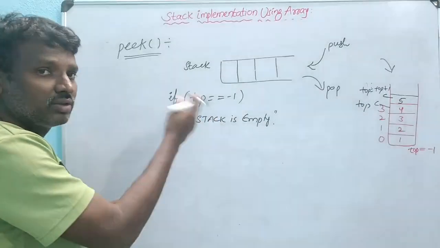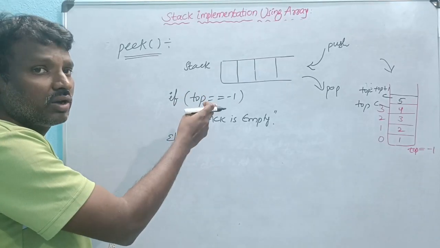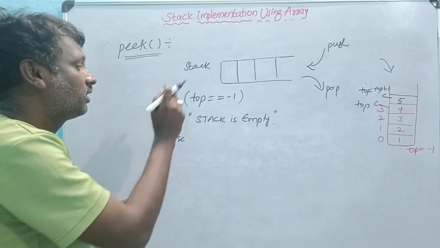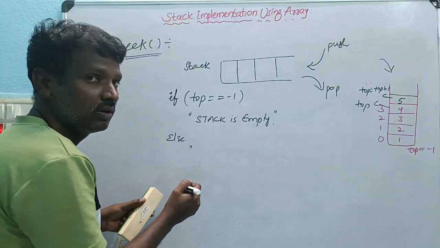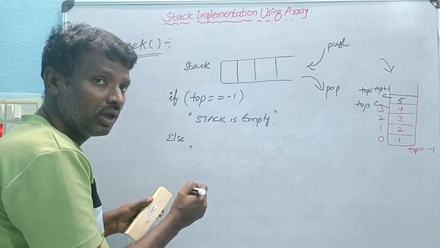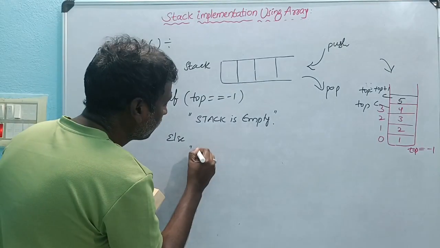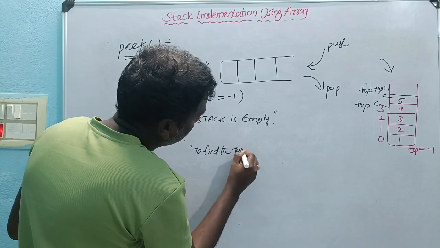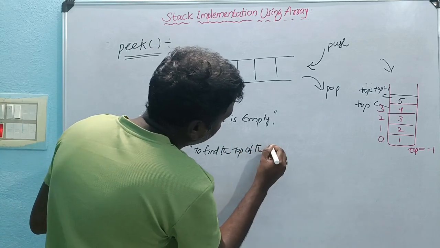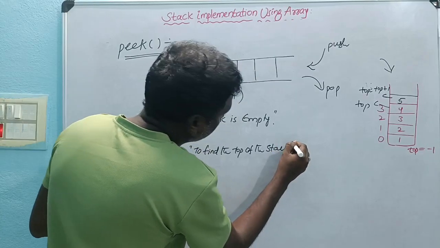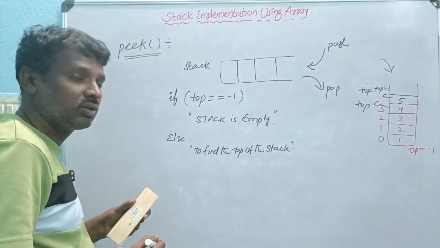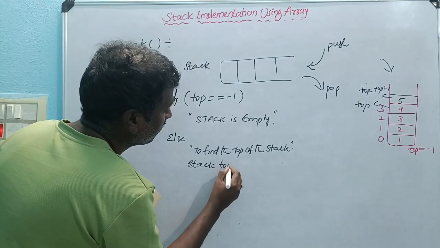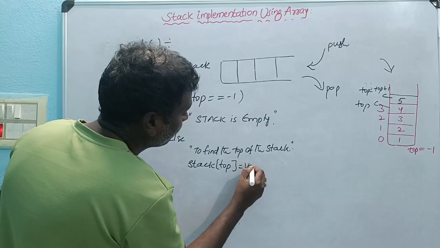Otherwise, the else part will be executed. If the stack has some elements, that means top is not equal to minus 1, at that time to find the top element in our stack, what is that query? Here, stack[top] equal to value.